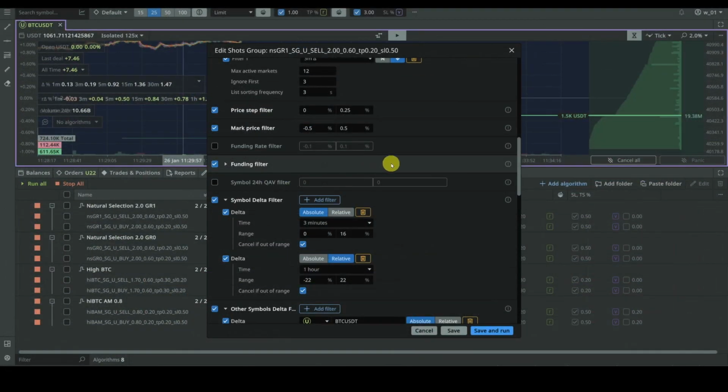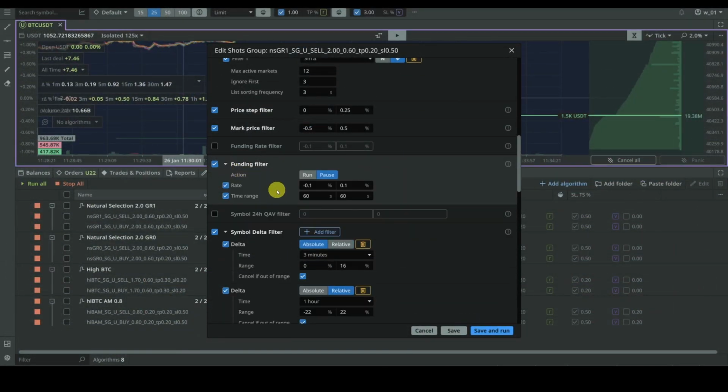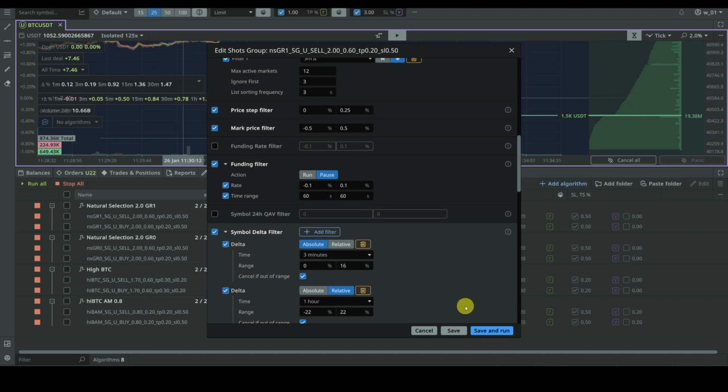Another comment from a viewer was regarding this funding filter. The claim was that this time value should be negative for the filter to work. In the video, I left the default values and moved on. But this comment prompted me to, yet again, check what was actually happening.